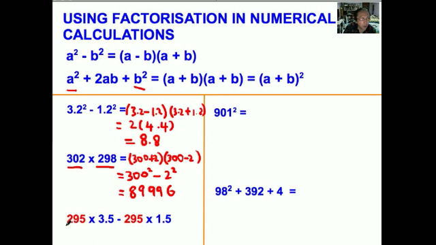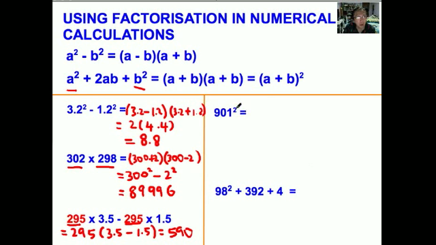In the next example, we have a common factor of 295. Bringing out the common factor 295, we have in brackets 3.5 minus 1.5, which is 2. 2 times 295 is 590.